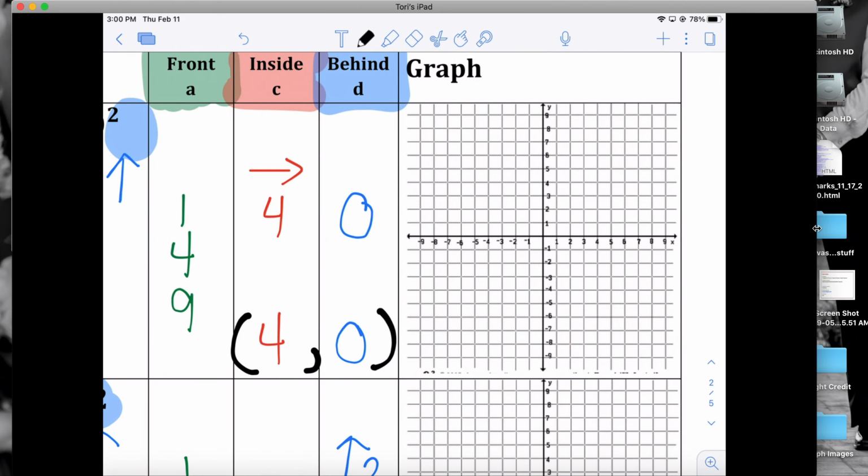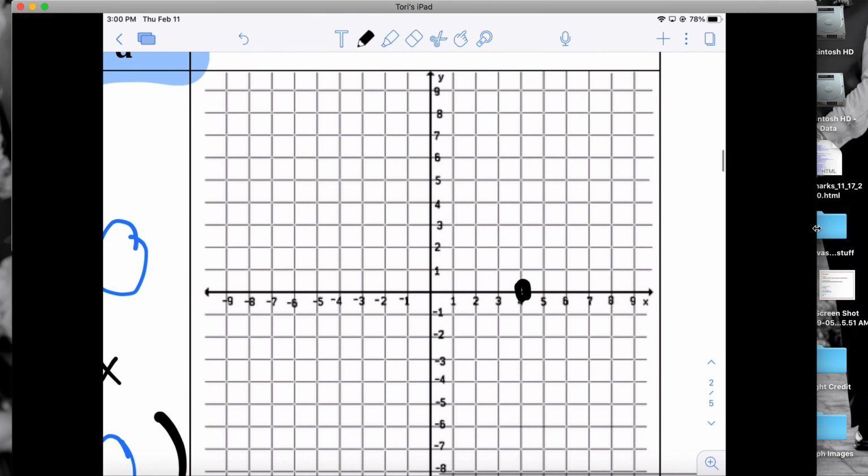On number 1, my equation has to move my graph to the right 4 spaces. This is going to be my vertex. So my first point is going to be on 4, 0. My 1, 4, 9 is going to tell me where the rest of my dots go. So if I zoom in, remember I'm going to use the same purple colors. If we go out 1 space, I'm going to go up 1 space because 1 squared is 1.